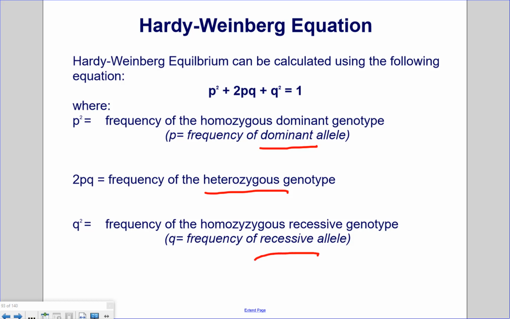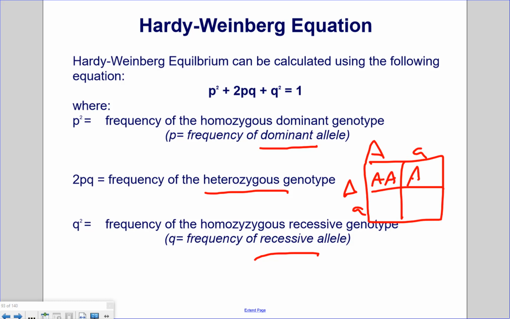Think to the Punnett squares of the monohybrid cross. Say we had a big A and a little a crossed with a big A and a little a. We make a Punnett square, and we get our genotypes. Big A, big A, big A, little a, big A, little a, and little a, little a.